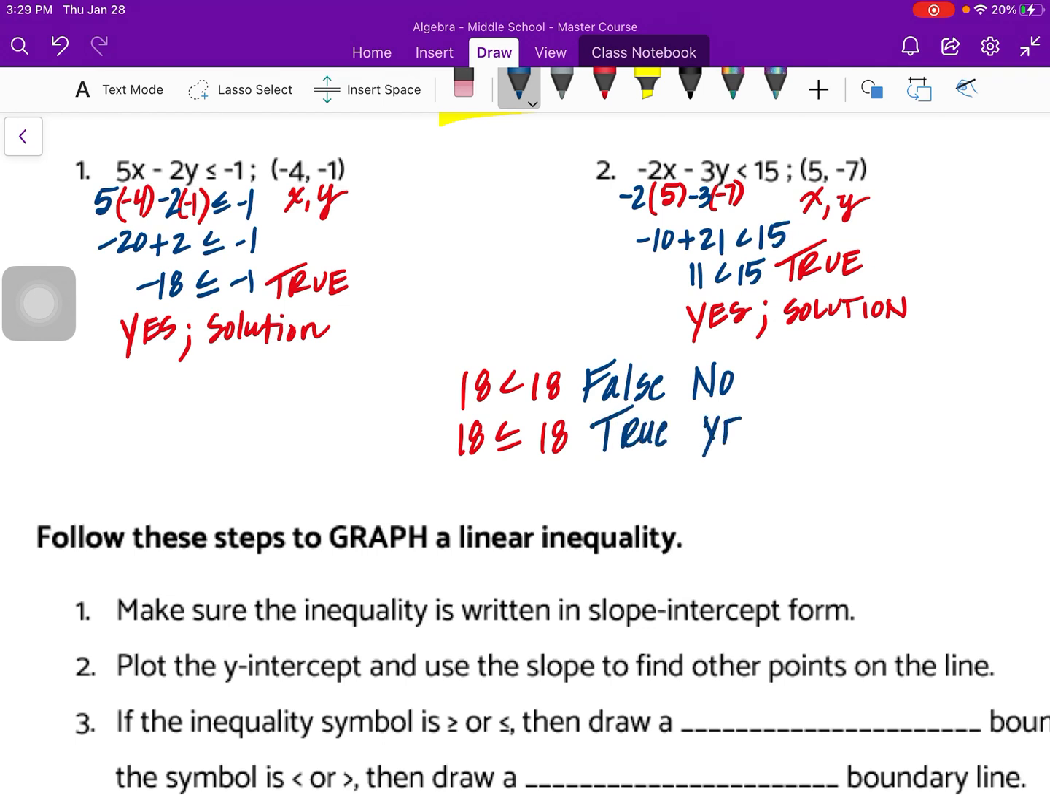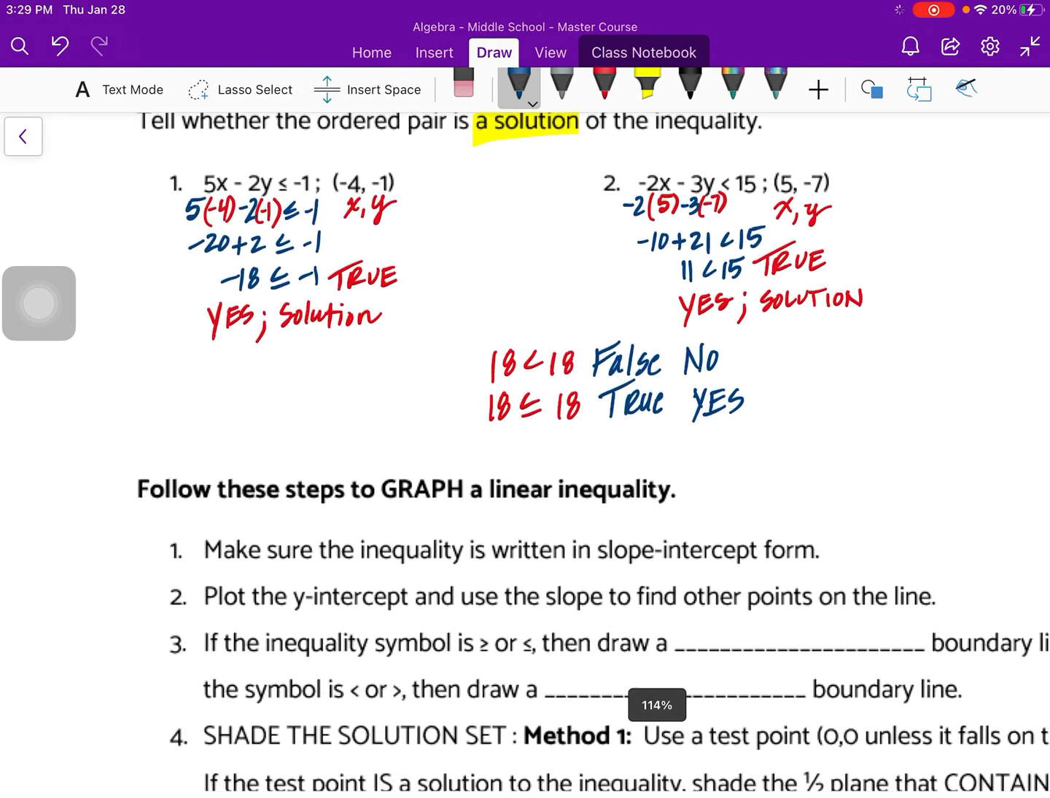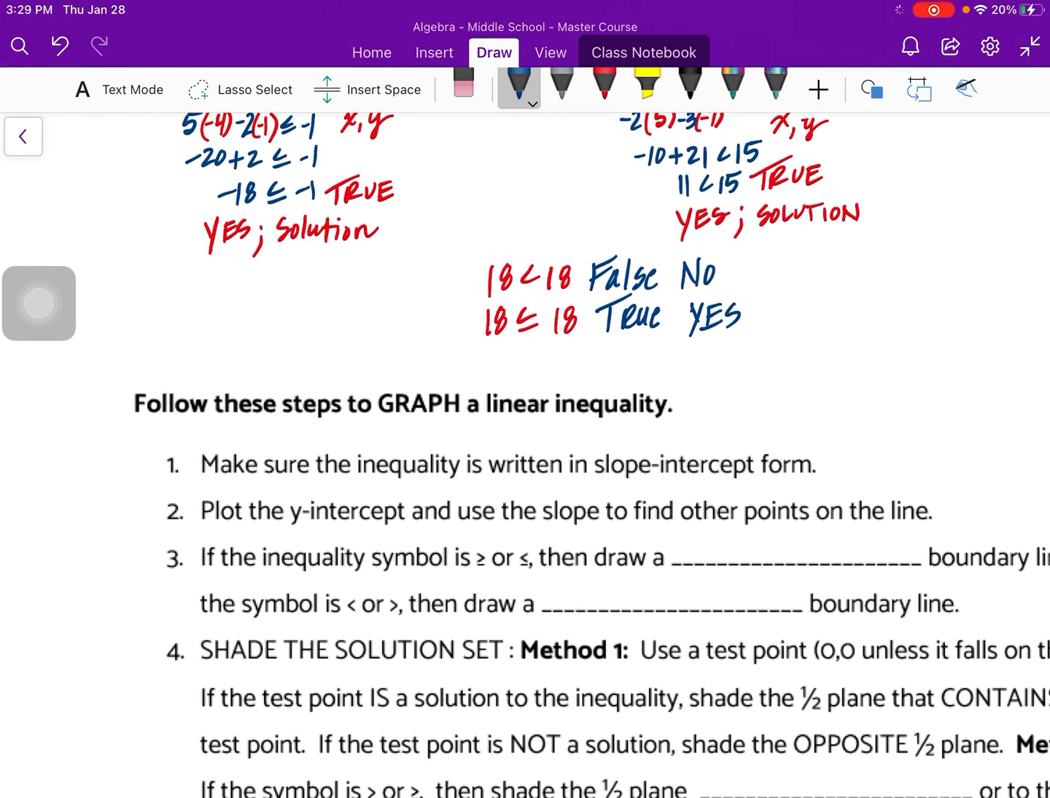So then the point would be a solution to the inequality. So just be careful, make sure you're paying close attention to your inequality symbols. All right, so remember we said in order to determine the number of solutions, we're going to be using a graph. So in the second part, this is all about how we graph a linear inequality.